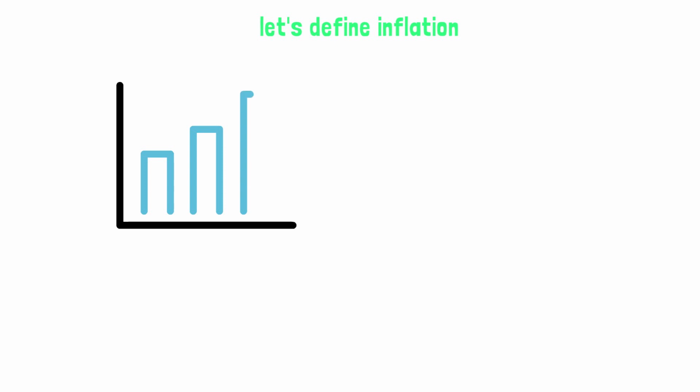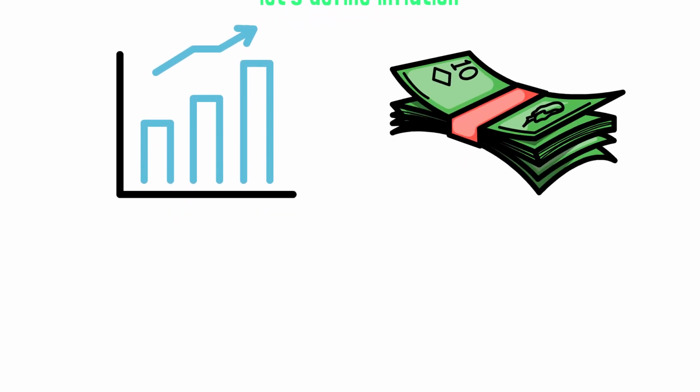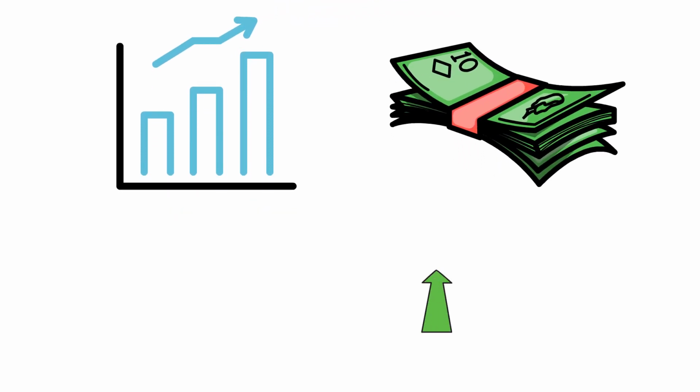First, let's define inflation. Inflation refers to the rate at which the general level of prices for goods and services is rising, resulting in a reduction in the purchasing power of money. This means that as time goes on, the cost of living increases and the value of your money decreases.